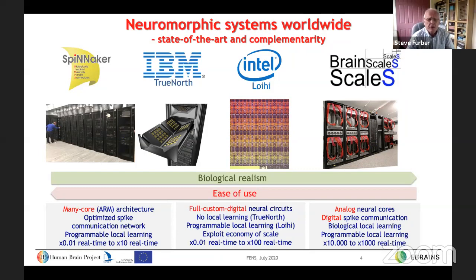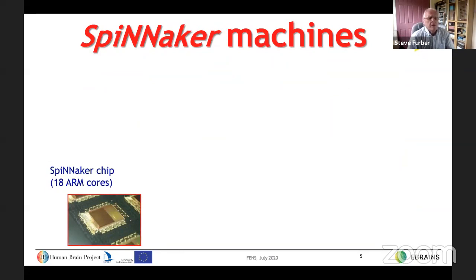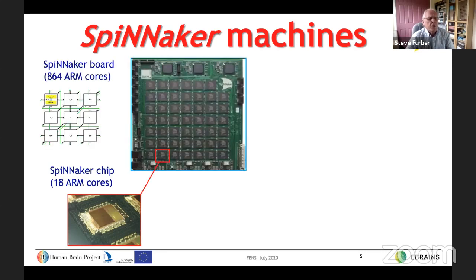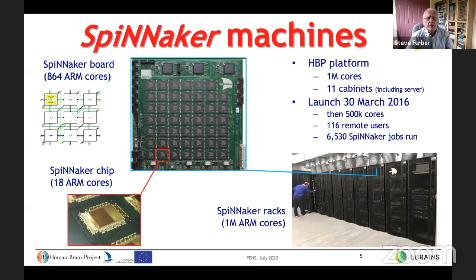So to offer a bit more detail on the HBP platforms, starting with Spinnaker, this began with the design of a chip, which in fact started well before the beginning of the HBP in about 2006. And it's a chip that embodies 18 ARM processor cores and an industry standard DRAM. And this chip is then packaged, and these packages can be used to tile a two-dimensional surface. The standard Spinnaker board has 48 packages, incorporating 864 ARM cores in total. And these boards can then be assembled into larger machines.